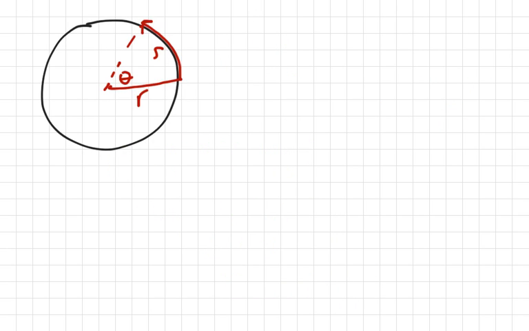Suppose a point is moving along the outside of a circle. It starts here, it's going in this direction. There are two ways that you can describe the motion of this point. We have something called linear speed, and we have something called angular speed.